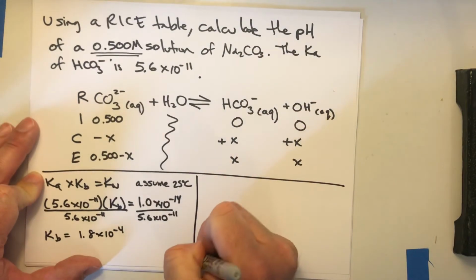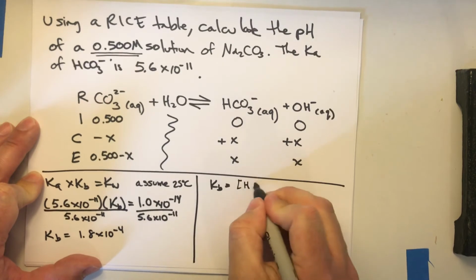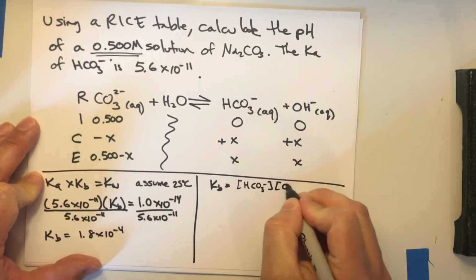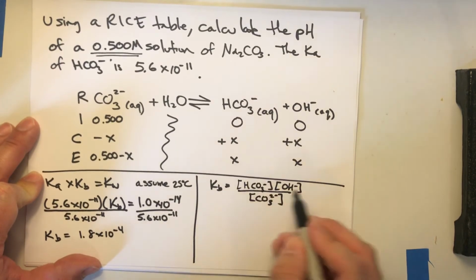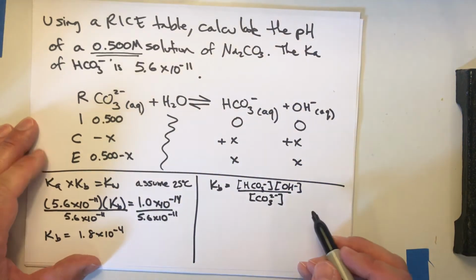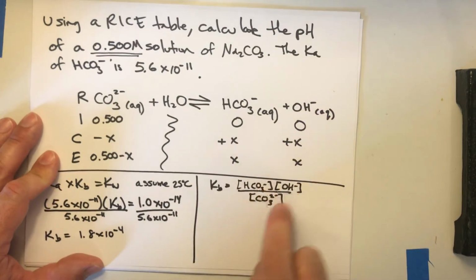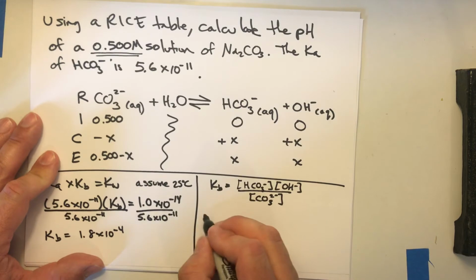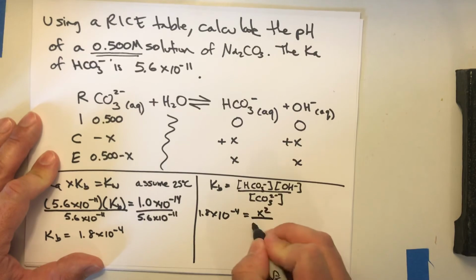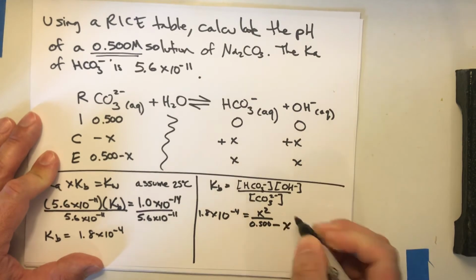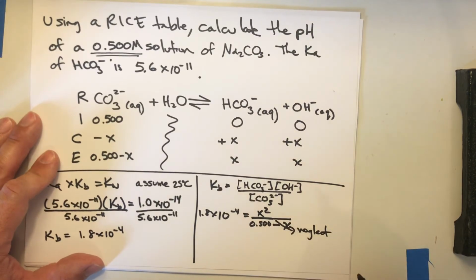So we know that the Kb for this reaction up here is going to be products over reactants. And I know sometimes you guys are trying to rush, but I really encourage you to actually write the Kb expression, even if it's not explicitly asked for in the problem. All right, so these two are x, and that's going to be over 0.5 minus x. So 1.8 times 10 to the minus 4 equals x squared over 0.50 minus x. We're going to neglect that x because we know that it's going to come out to be too small to change the answer for the problem.